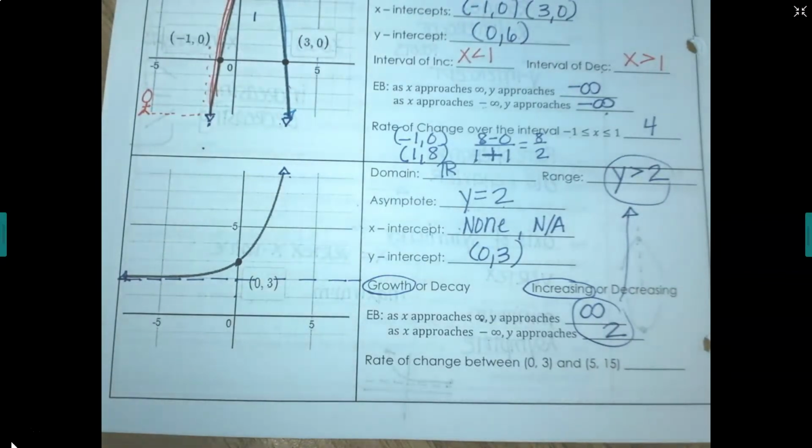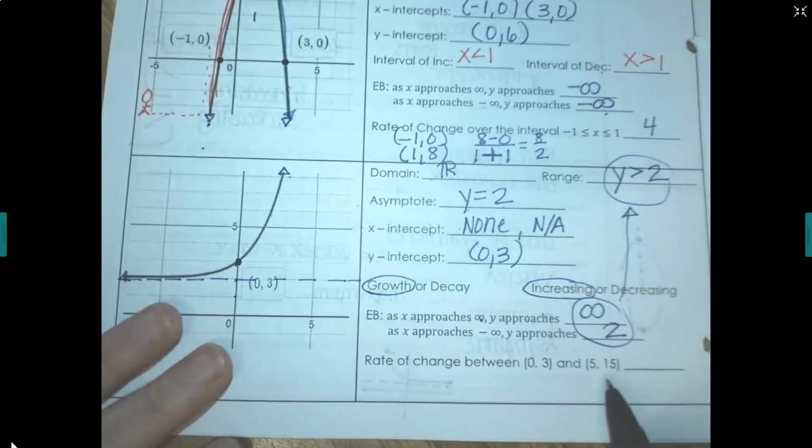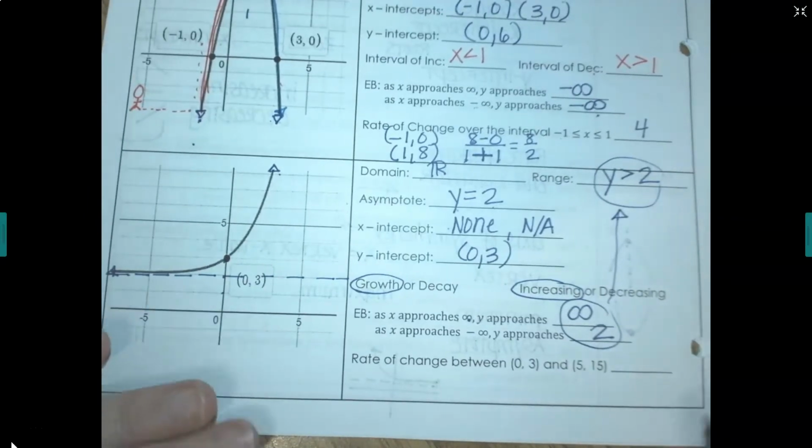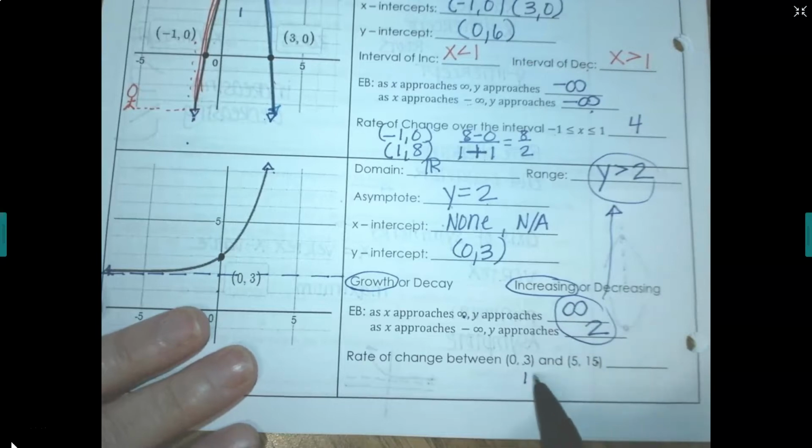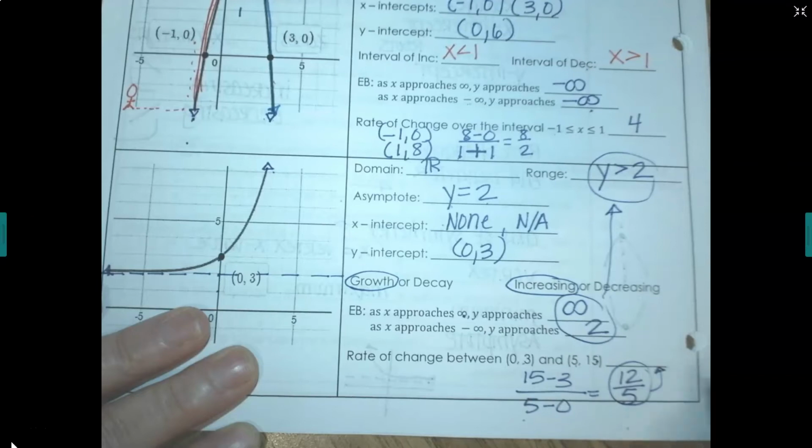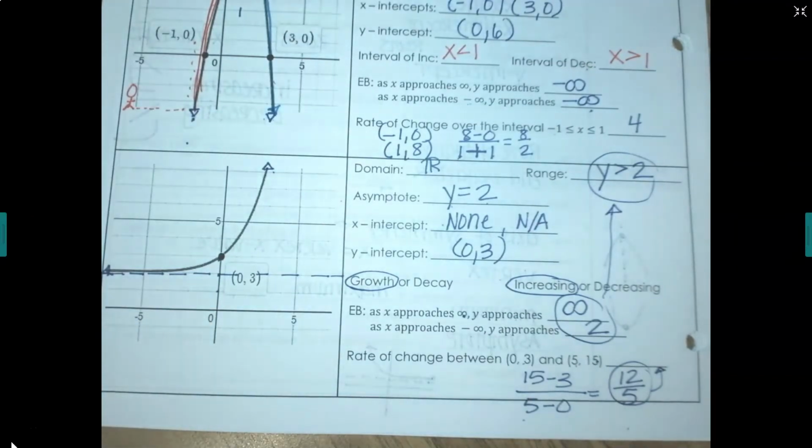Now let's look at our rate of change between (0, 3) and (5, 15). I've had 2 points, so that's a slope formula. So we're saying y minus y divided by x minus x. 15 minus 3 is 12. 5 minus 0 is 5. This will not simplify, so we're just going to use that for our slope, 12 over 5.